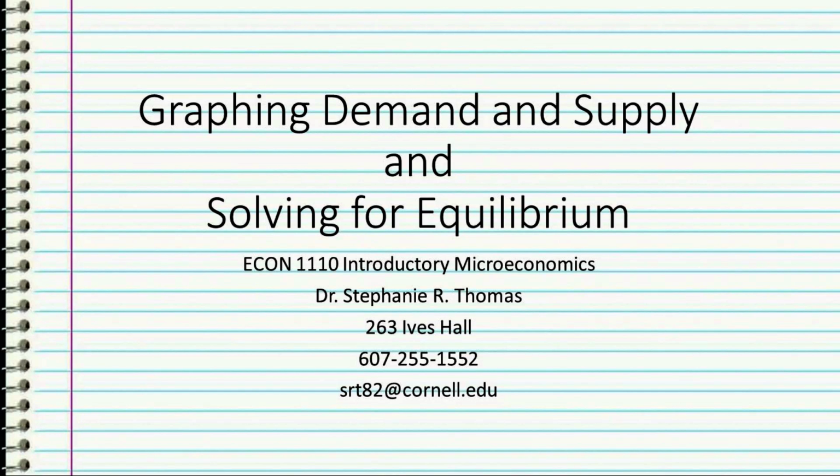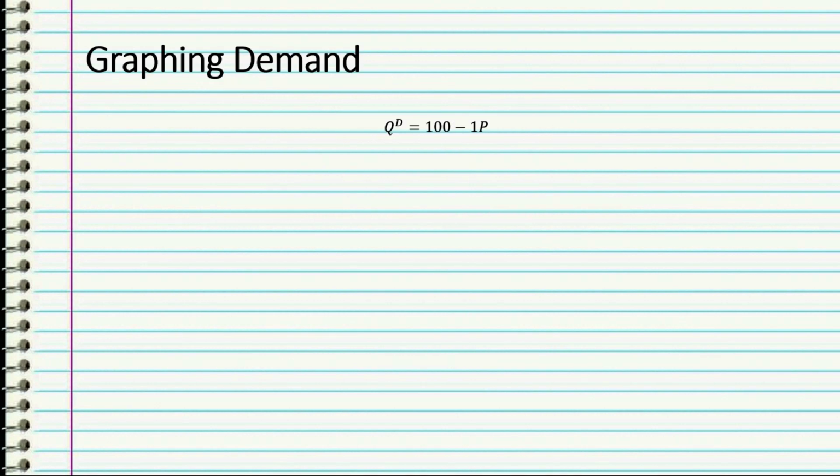This is a short tutorial to show you how to graph demand and supply curves and how to solve for equilibrium. So let's talk about graphing demand. Here we have a demand equation. Quantity demanded is equal to 100 minus 1 times the price.